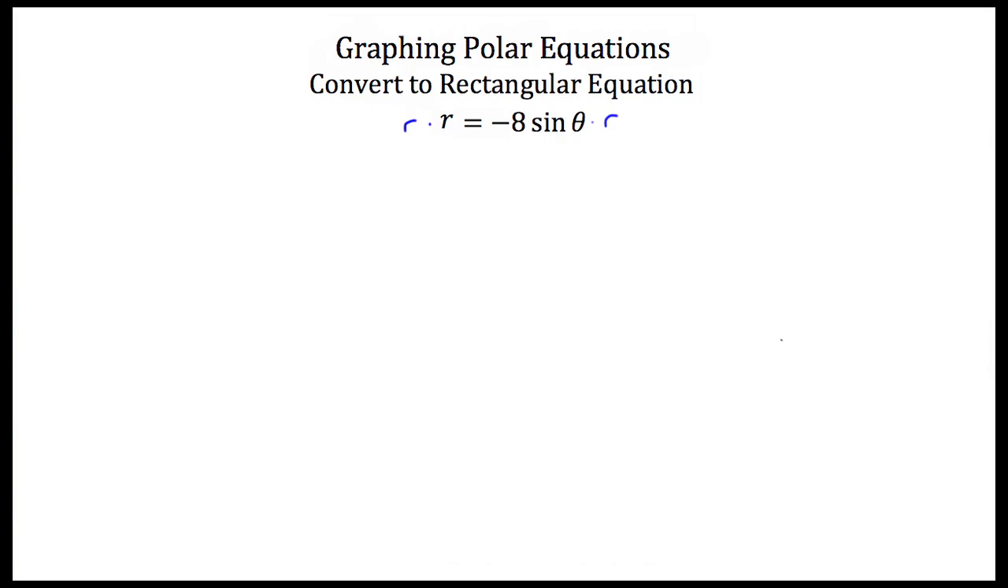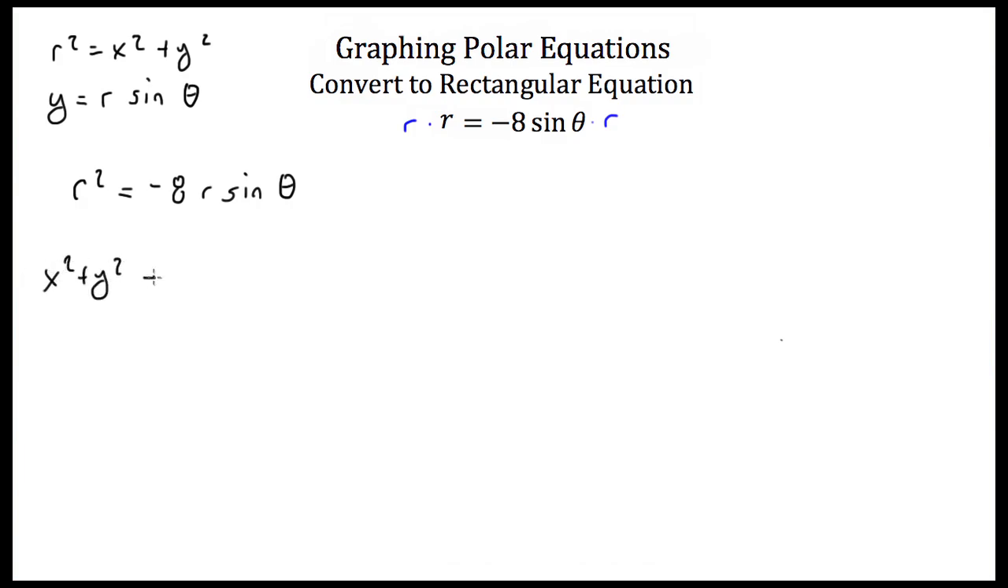We'll have r squared is equal to negative 8r sine theta. We have to remember that r squared is equal to x squared plus y squared, and that y is equal to r sine theta. Substitute, we'll have x squared plus y squared is equal to negative 8 times y.